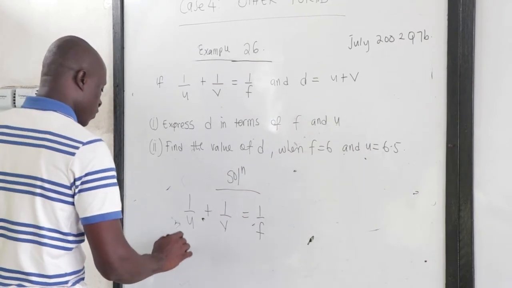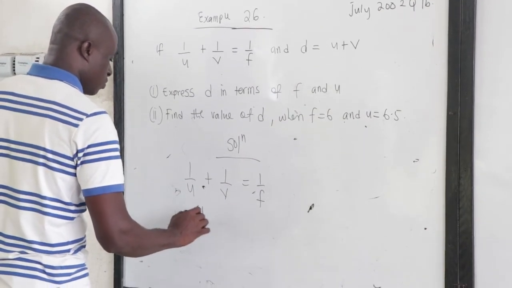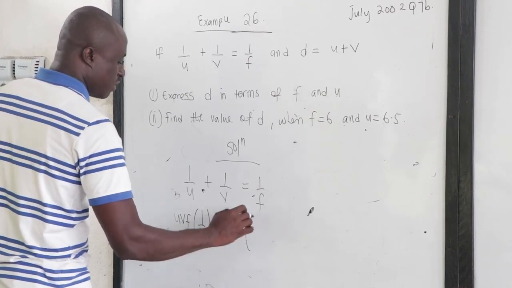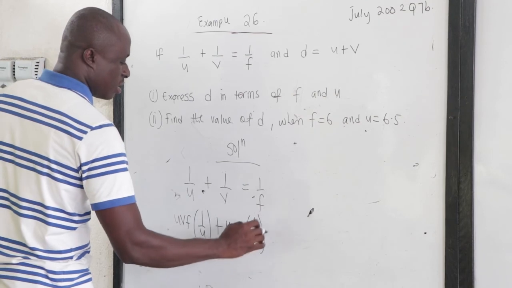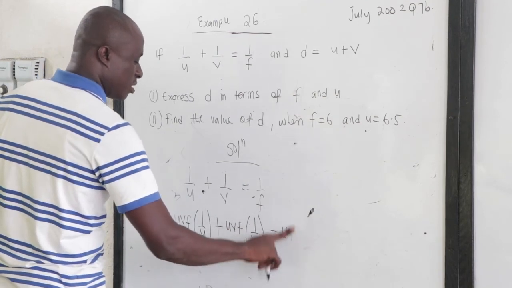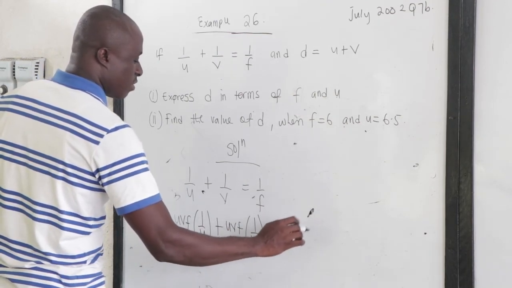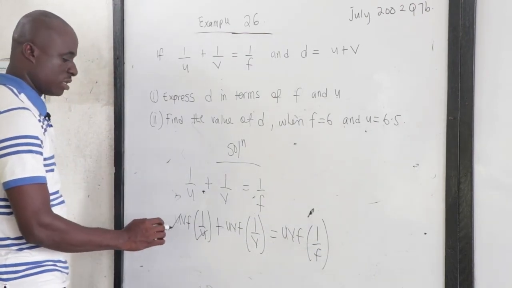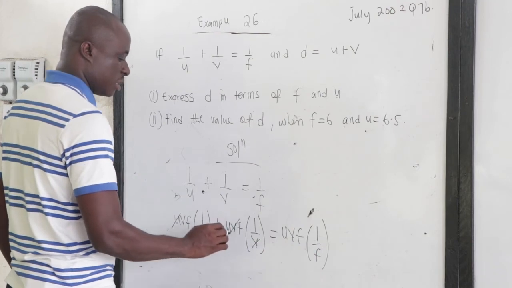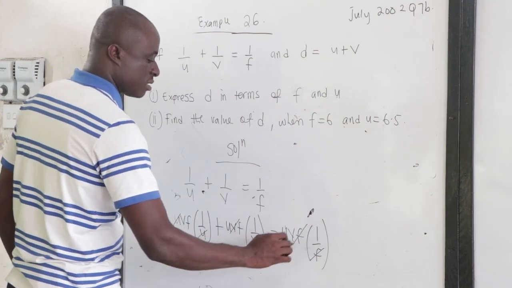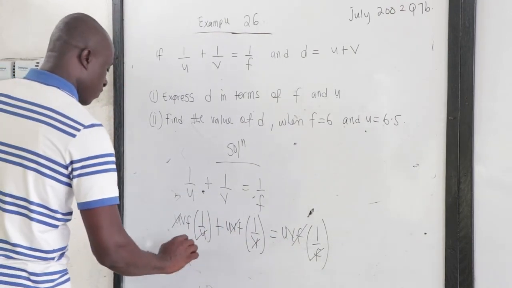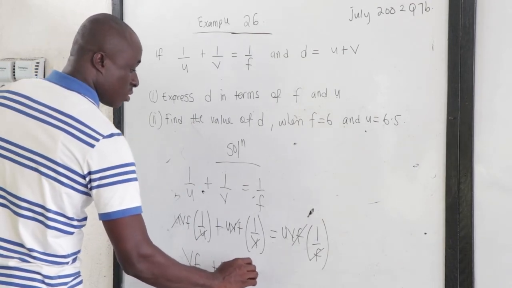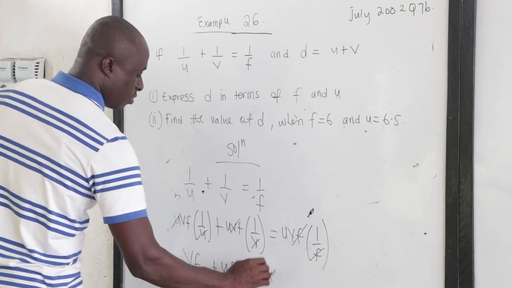So we have u, v, f times the first one, 1 over u, plus u, v, f times the second one, 1 over v, plus u, v, f times 1 over f. Now this u is cancelling out that u, this v is cancelling out that v, this f is cancelling out that f. So what do you have? vf plus uf equal to, that is uv.